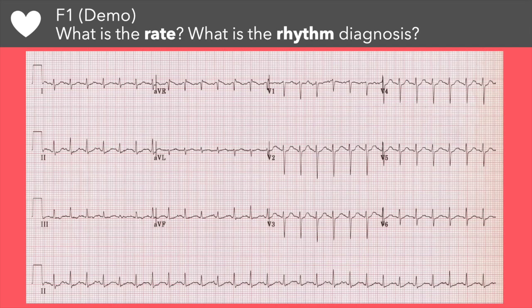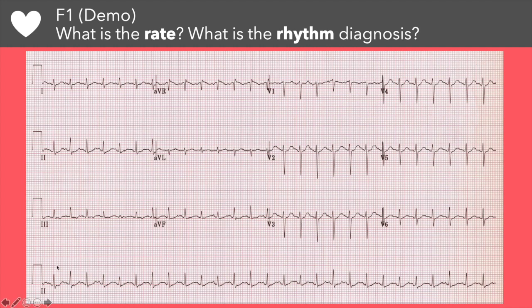Alright, so for the rate, I'm going to do 300 divided by the number of large boxes that I see between two QRSs. Let's go over here and take this one. There's a QRS here and a QRS here. There are two big boxes between the two QRSs. 300 divided by 2 is 150 beats per minute.